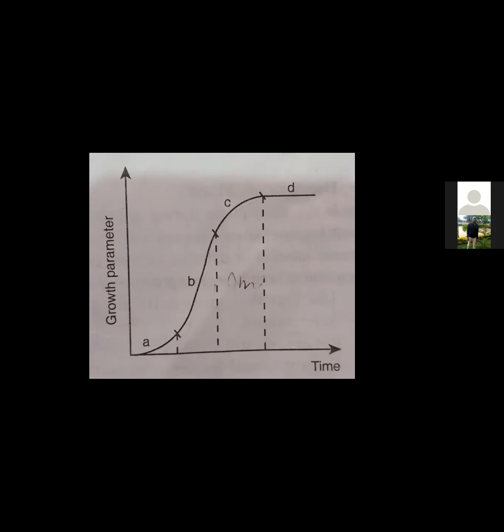And this is due to the rate of cell division equalling the rate of cell death. The rate at which cells divide equals the rate at which cells die. The other point is that nearly all cells and tissues are fully differentiated. Therefore, there is no further increase in the number of cells.